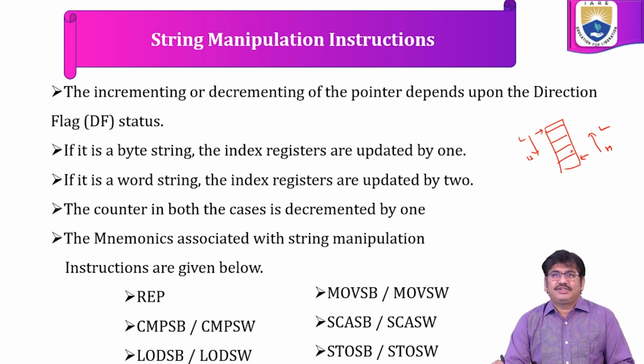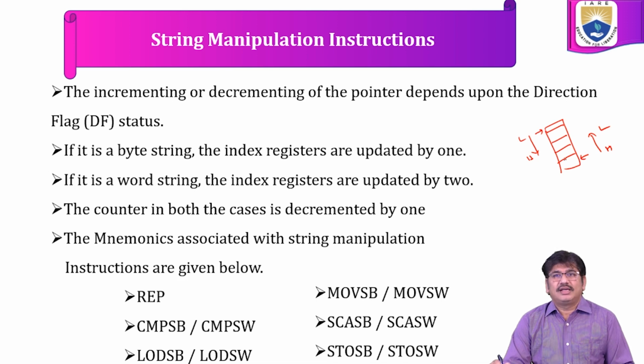If it is a byte string, the index registers are updated by 1 as it occupies one memory location. If it is a word string, the index pointers will be updated by 2 as each data item occupies 2 memory locations. In both cases, whether the direction flag is 0 or 1, the count will be decremented by 1 for every data transaction for string manipulation instructions.